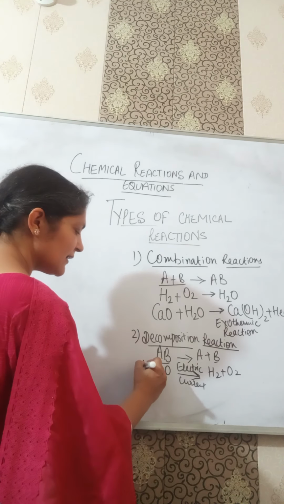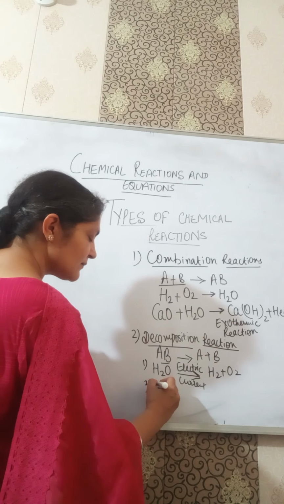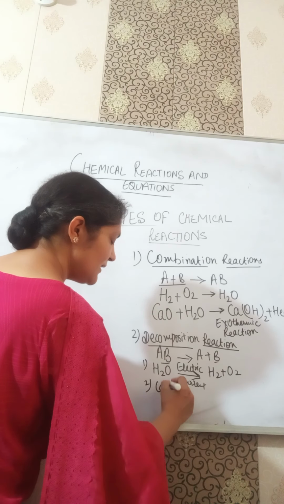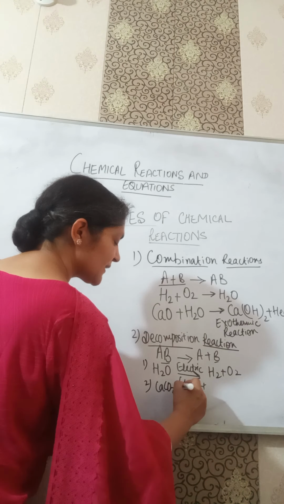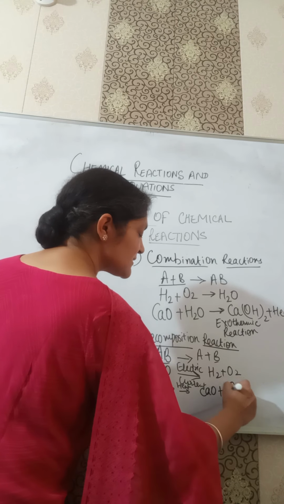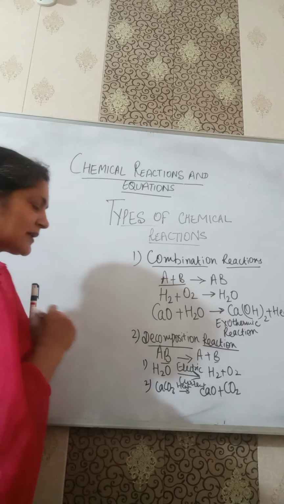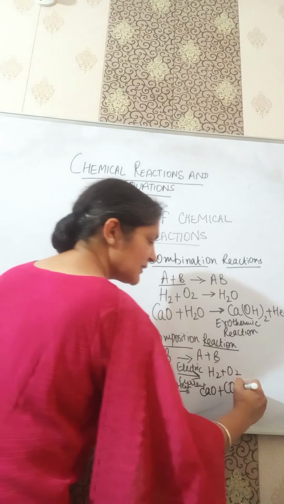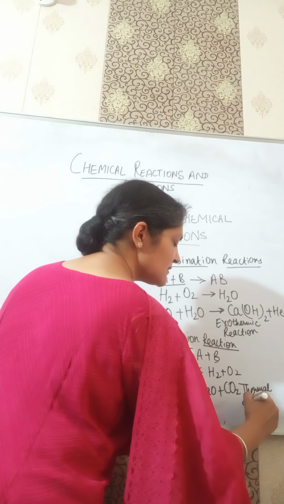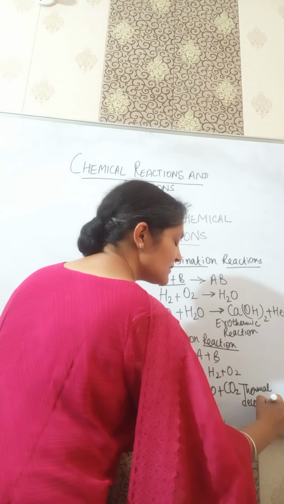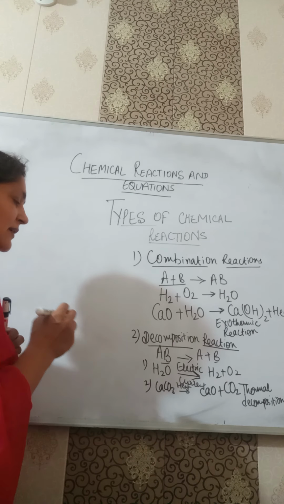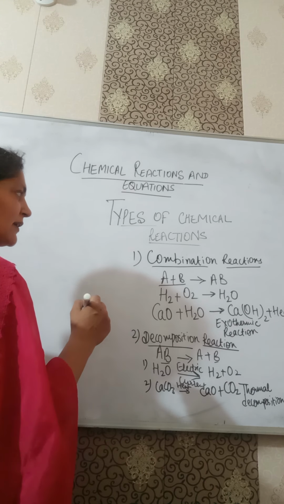We can take another example, calcium carbonate. If we heat calcium carbonate, it will give us calcium oxide and carbon dioxide. If we pass heat, then this is known as thermal decomposition. First was electrolysis or electrolytic decomposition, and second is thermal decomposition.